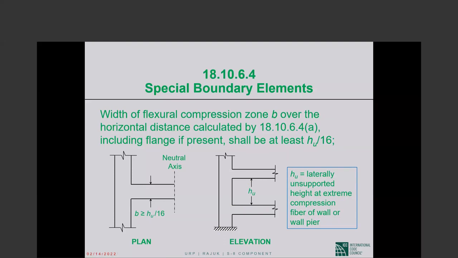So in the specially confined boundary zone, in other words, wall thickness shall not be any less than 1/16 of the unsupported wall height. This is to prevent buckling of the shear walls, which had never been observed outside of a lab until it happened in the Christchurch, New Zealand earthquake and in the Chile earthquake. So we now added in 318.14 this minimum thickness requirement for the specially confined boundary zone.